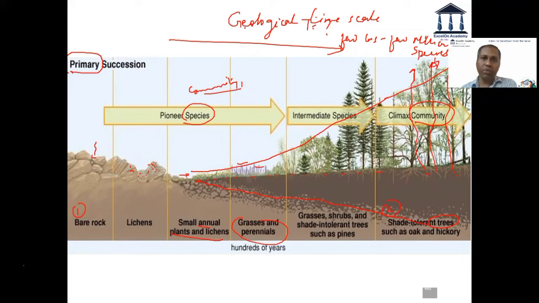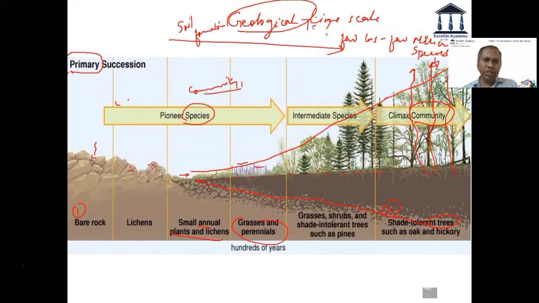So if someone wonders why it is the geological timescale, the answer is soil formation. It is because of the time that it takes for the soil to form. That is the defining factor because of which the whole succession is a phenomenon that spreads over a few lakhs or millions of years. Now, we have understood the key parts.